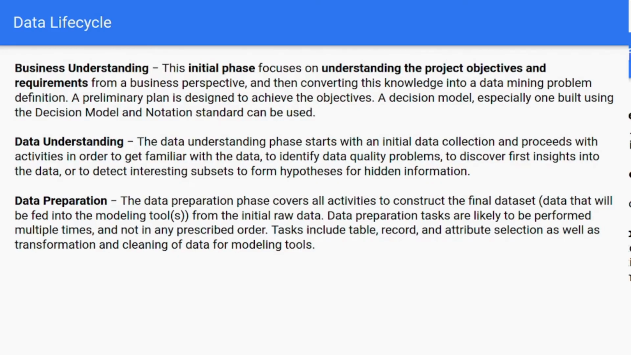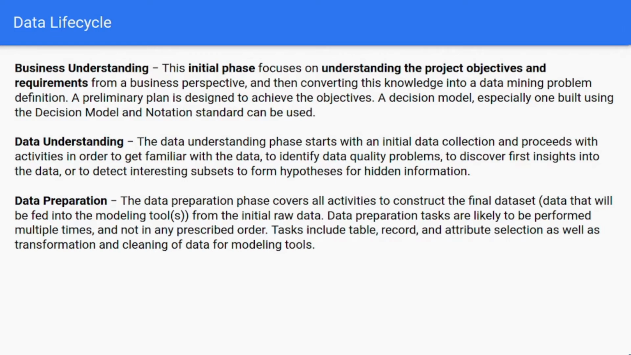Business understanding, this is the initial phase, as we said, focusing on understanding the project objectives and requirements, right? Then from that business perspective we view what is there, what the business needs, and we formulate a data mining problem definition. Now we may need a recommendation algorithm, right? Maybe we need to come up with some decision trees.